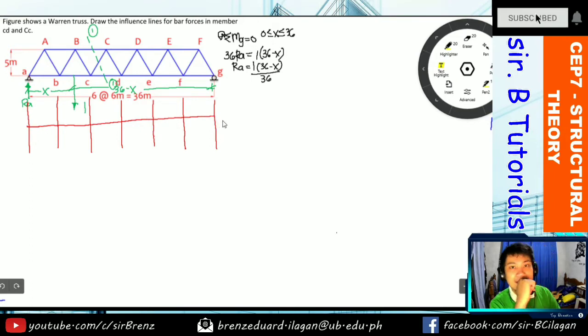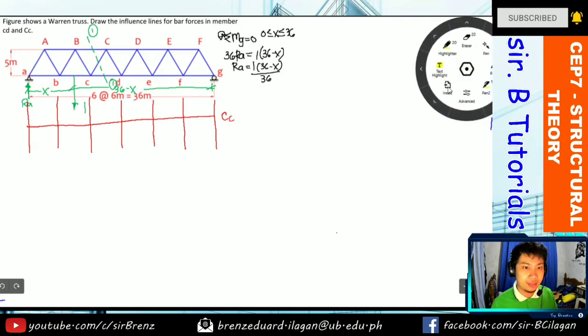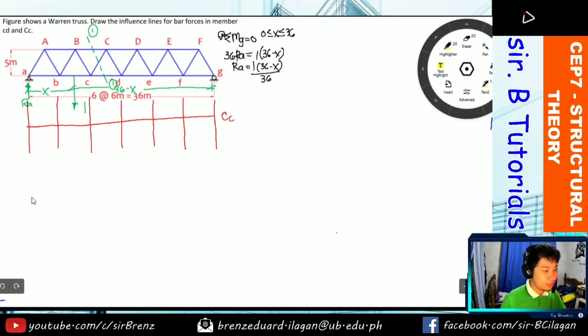So, which one do you want to do first, CD or C sub C? Either of the two is fine. If you want to get CD, we take moment at point C. Or, considering this left side, take summation of forces in Y to get C sub C. So, let's do C sub C first. Okay? Let's draw the figure. Back to the earlier color. Let's draw the sectioned portion.